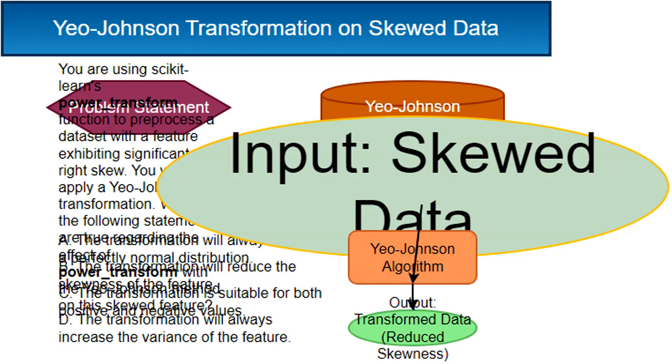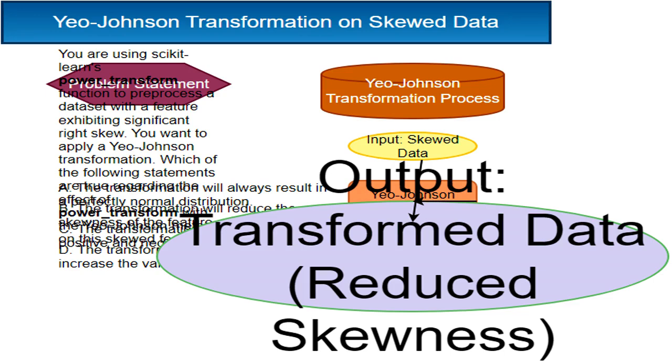This RAW refers to the core algorithm behind the Yo-Johnson transformation. I don't need to understand the mathematical details of this algorithm to answer the question, but it's good to know it exists and does the heavy lifting of transforming skewed data. The algorithm takes skewed data as input and produces data with reduced skewness. That is the overall goal of this process.